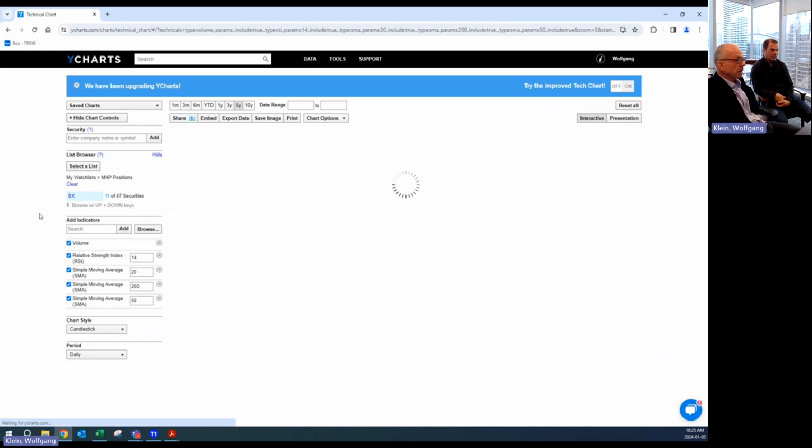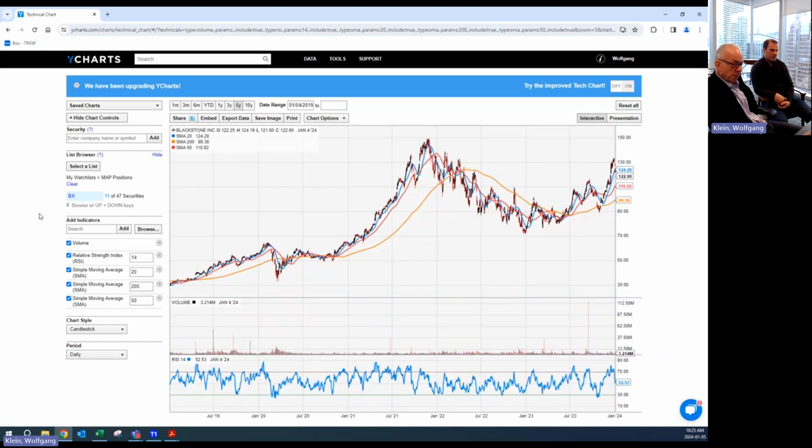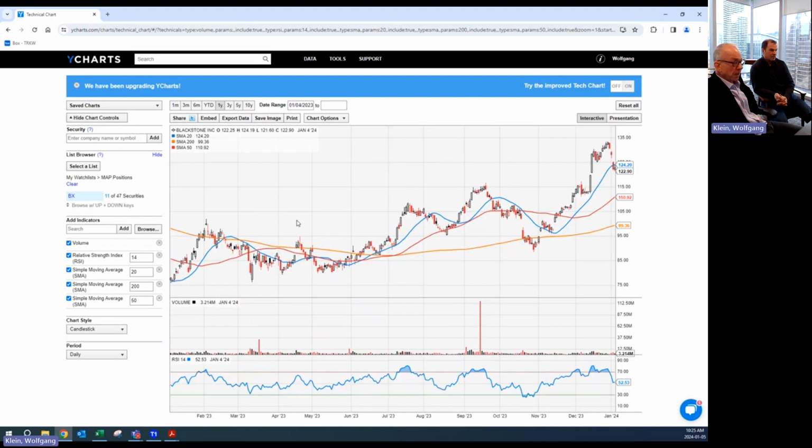Next name, Blackstone. Smartest men on Wall Street, private equity. There's a 5-year chart. Here's a 1-year chart. I like this chart. Again, the blue line is a 20-day average price of the stock, so it's very short term. The stock ran up, as you can see, pulled back, almost held that blue line, so that's good.